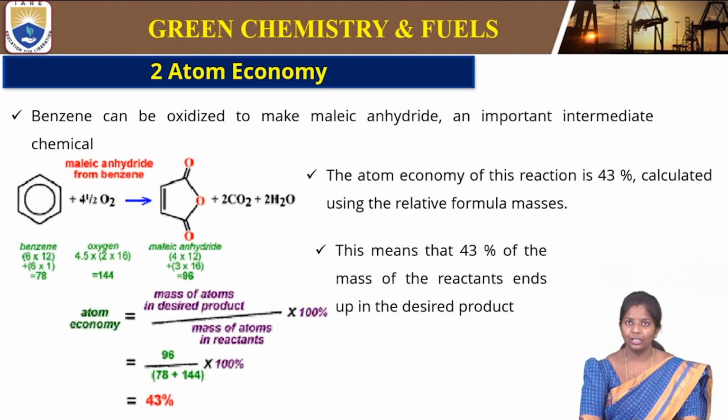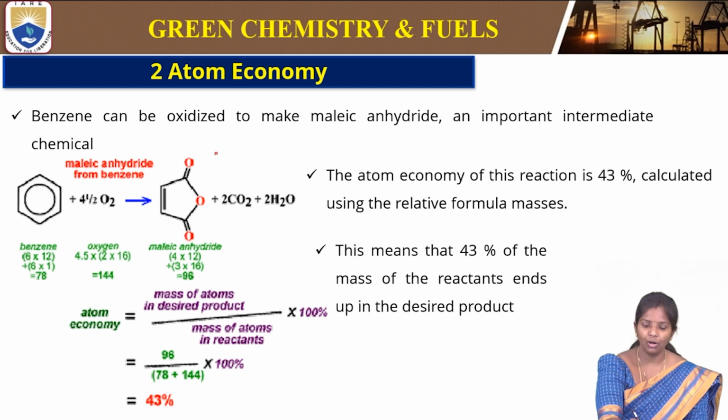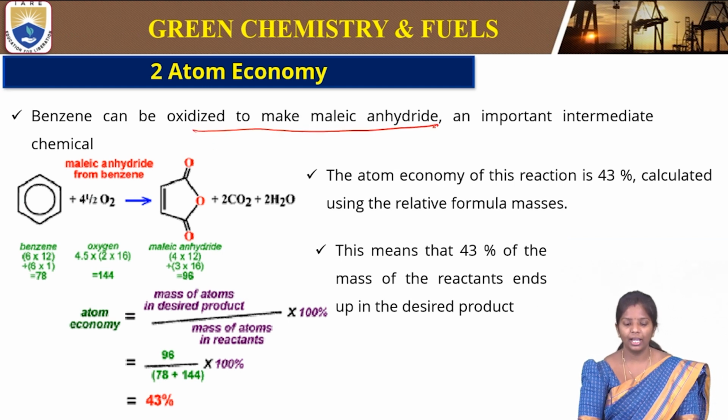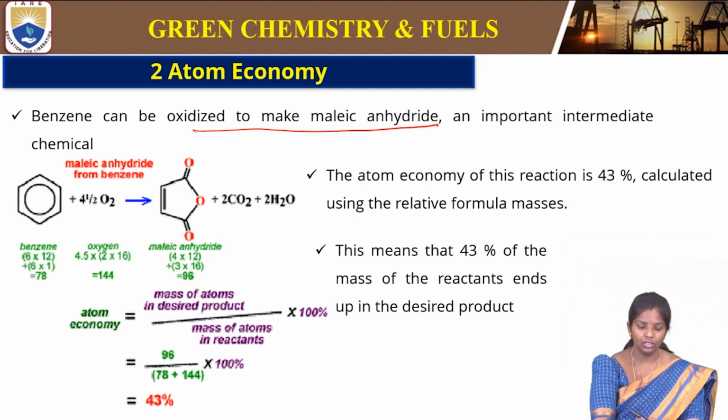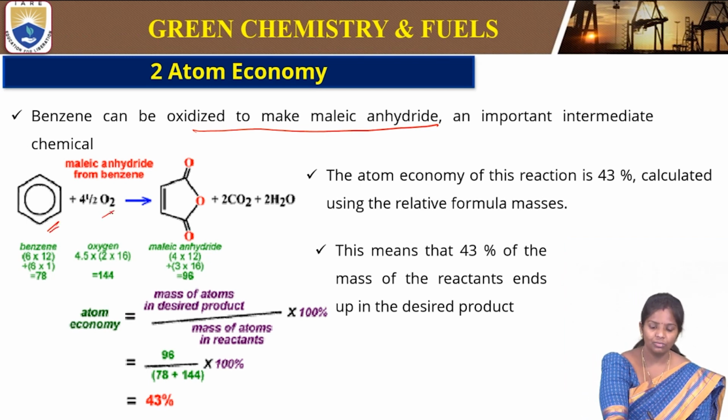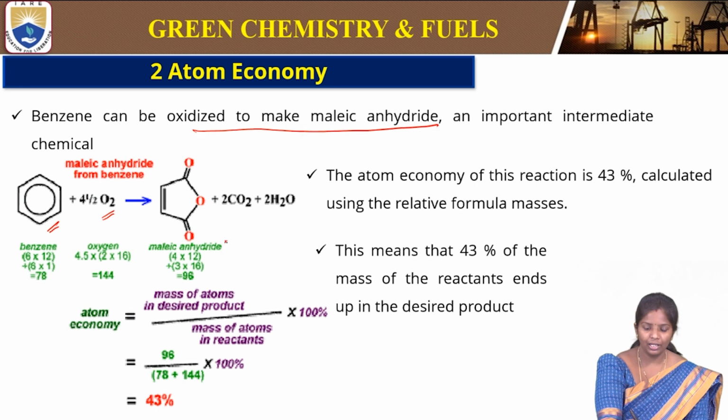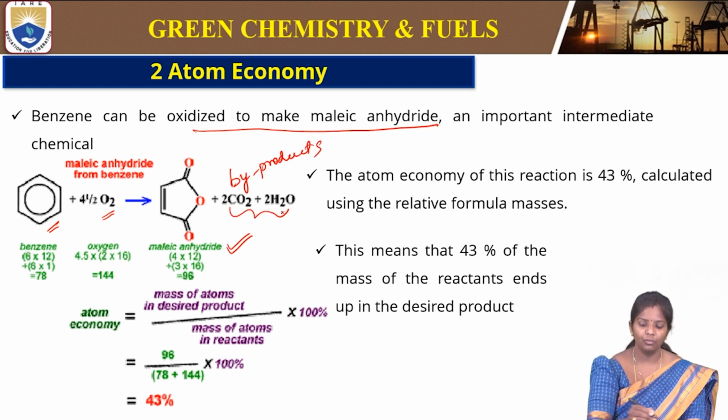The other example is benzene, which can be oxidized to produce maleic anhydride, an important intermediate chemical. So this is the benzene ring. When reacting with oxygen, it will give maleic anhydride. These are the byproducts again, carbon dioxide and water.